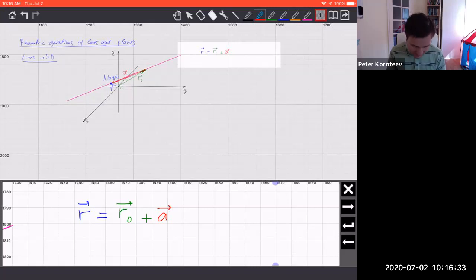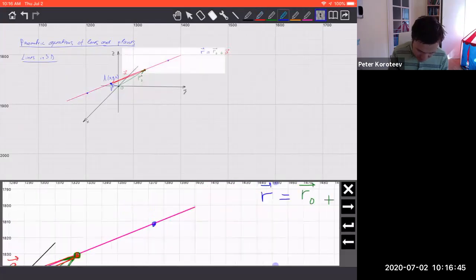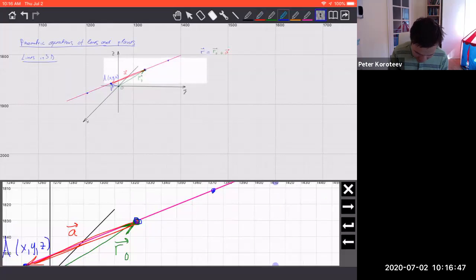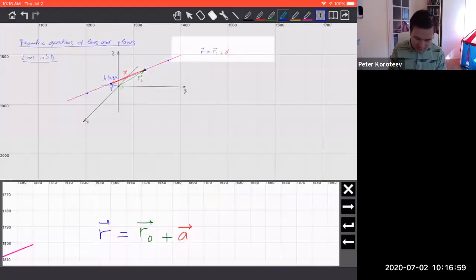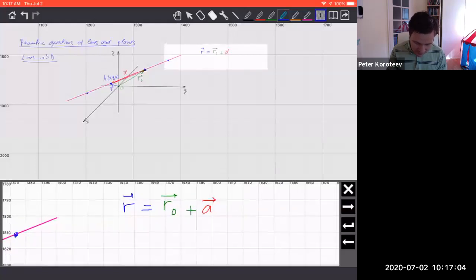So that's a simple vector addition. And clearly, you can do this for every point on the line. You can put point A over here. You can put point A over there. You can even put point A at the same location as the endpoint of R0. It would still work. So there always will be some vector little a, which we can pick such that this is true.